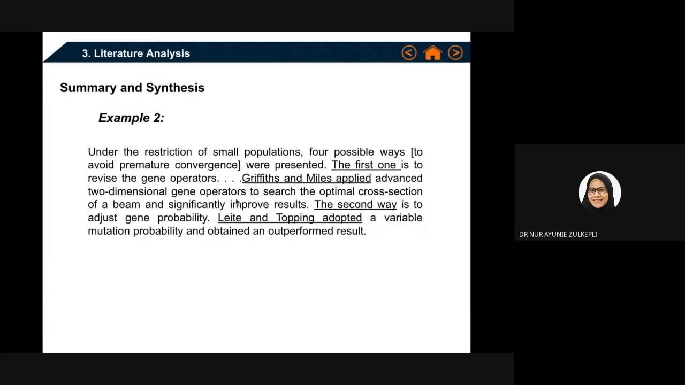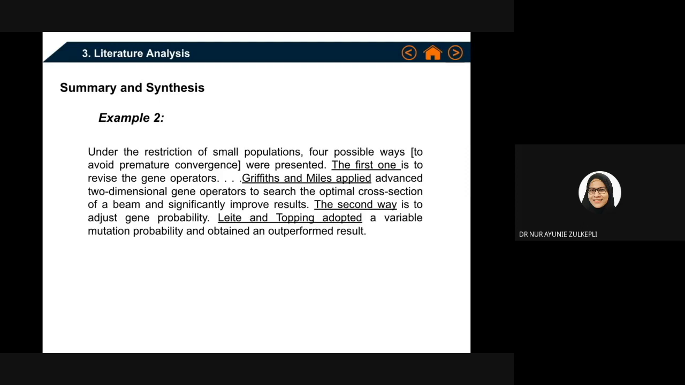For one good paragraph, have about 3 or 4 references to previous studies. So under the restriction of small population, four possible ways were presented. The first one, from the first reference: Griffith and Mai apply advanced 2-dimensional blah blah blah. The second way is to adjust change probability. The third way is blah, blah, blah. So this is how you summarize and synthesize.